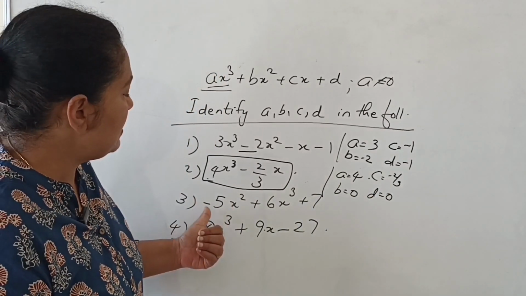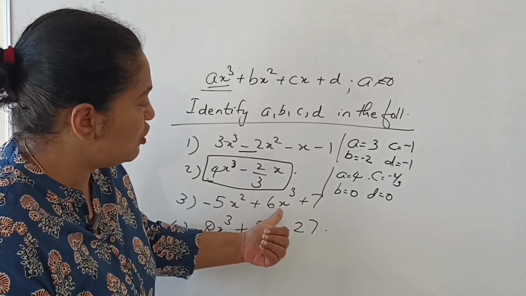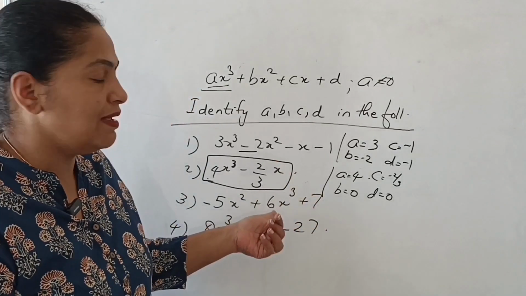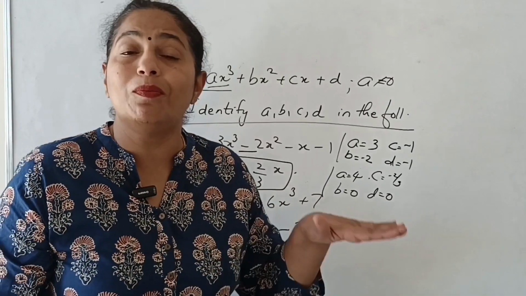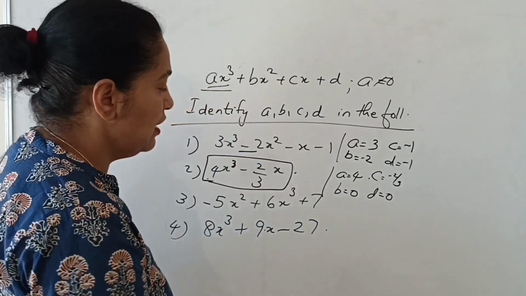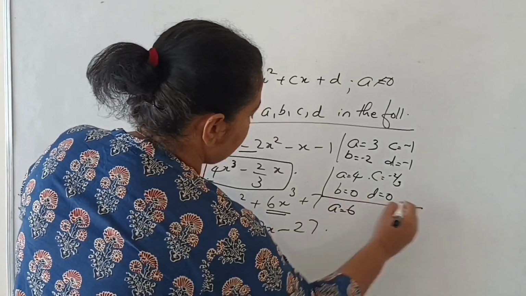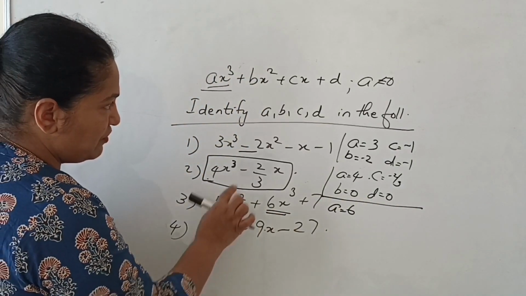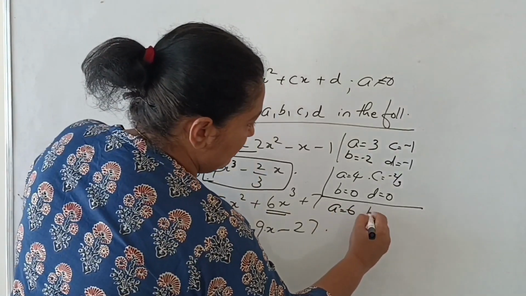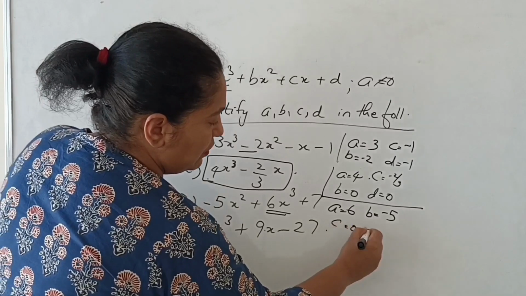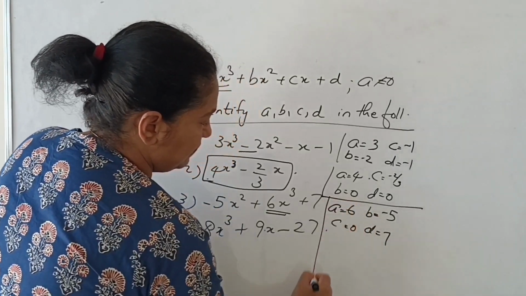Right? Third one, minus 5x square plus 6x cube plus 7. The order is slightly jumbled. The cubic term has come in the middle, but it doesn't stop it from being a cubic polynomial. So what is the value of a over here? a is equal to 6. b is the one standing with x square, which is minus 5. There is no x term. So c is a 0 and d is a 7.